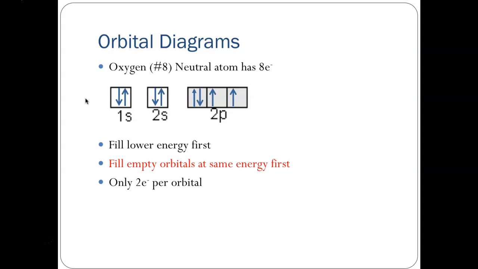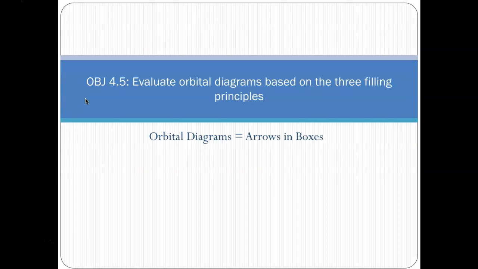How many arrows do we have here? We have 8. So this is our final diagram for oxygen. So here we have to make sure we followed all the rules, and it looks like we did.